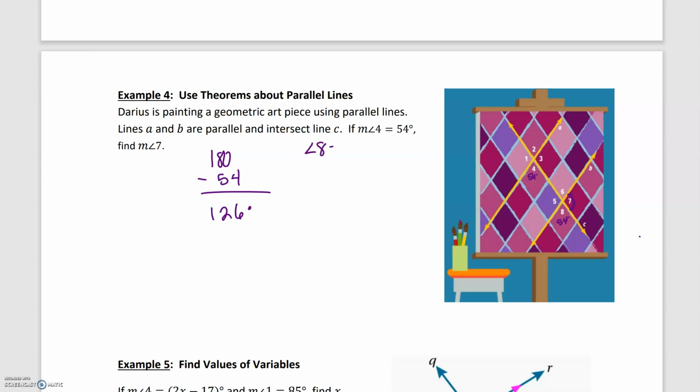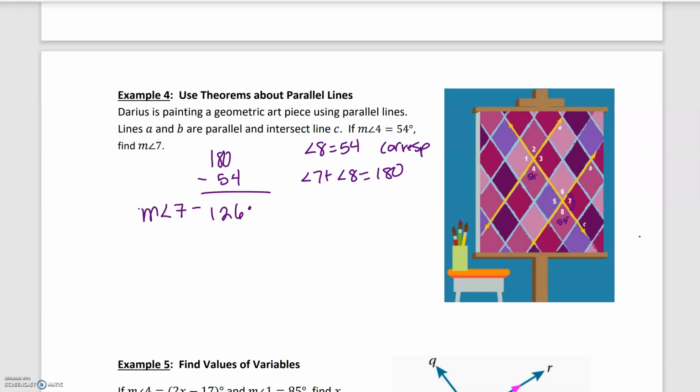So angle 8 was 54 because those were corresponding, 4 and 8. And then we knew that angle 7 plus angle 8 was 180. And so we did our subtraction to get that measure of angle 7.